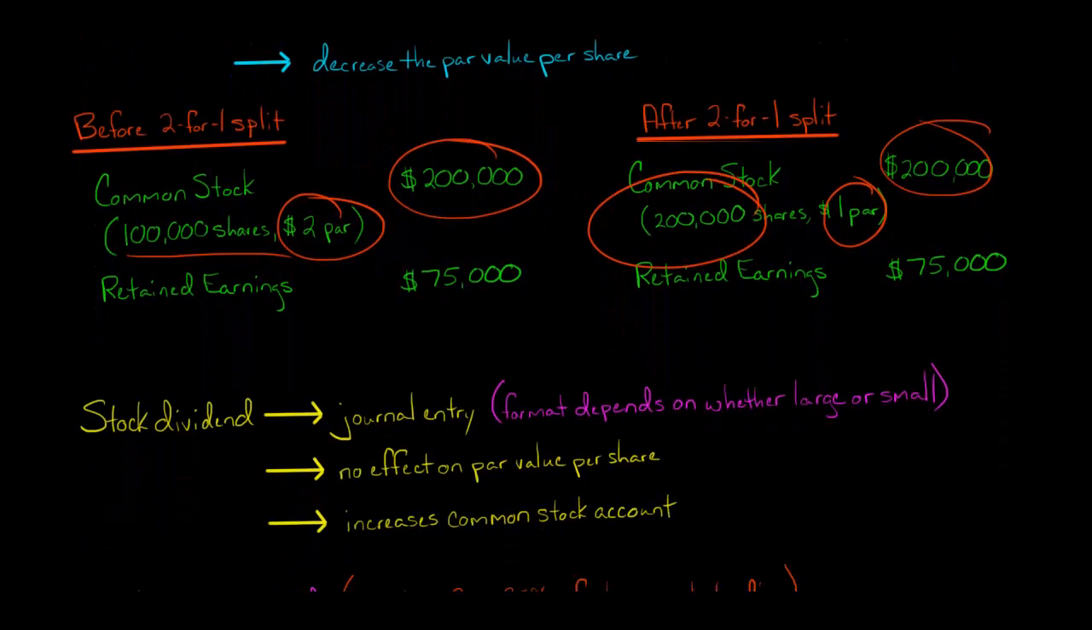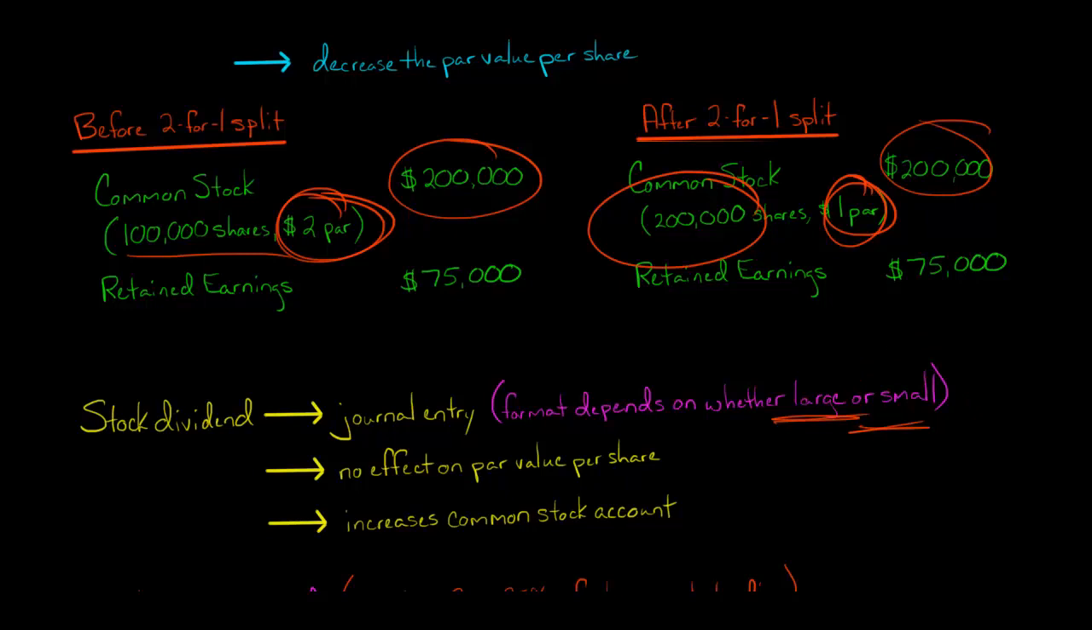Now, with a stock dividend, the par value per share is not going to change, so we're not going to have this $2 to $1. The par value per share is going to remain constant, and we are going to have a journal entry. The nature of that journal entry is going to depend on whether it's considered a large stock dividend or a small stock dividend. Basically, if we do a large stock dividend, we're going to use the par value per share to do our calculations for the journal entry. If it's a small stock dividend, we're going to use the fair value of the company's stock price. I'll show you that in a second.